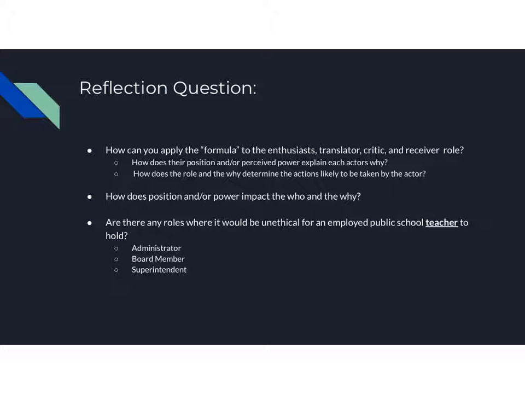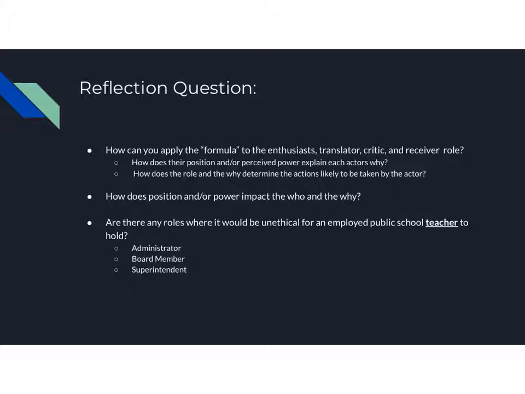I left them in here again because you do need to type a one-page reflection for Dr. Alaman, and so I wanted to allow these to be in here for you in case you wanted to use any of these as prompts to help guide your reflection.